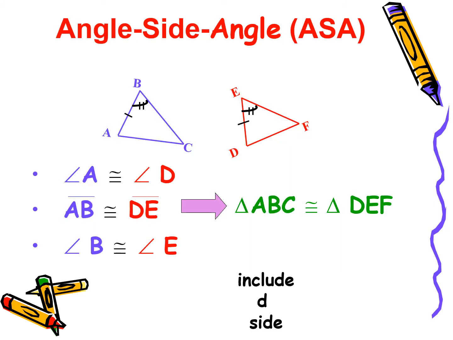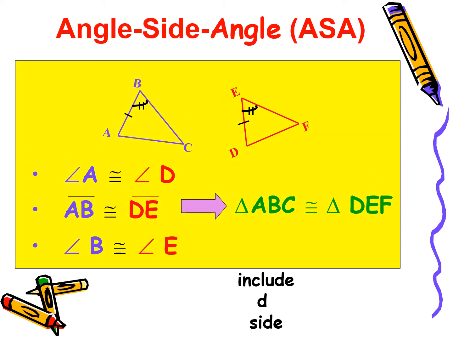The next condition is angle, side, angle. When two angles and the included side of a triangle are equal to the corresponding two angles and included side of another triangle, then we say that the triangles are congruent. Like in this given figure, triangles ABC and DEF, if angle A is congruent to angle D, side AB is congruent to side DE, and angle B is congruent to angle E, then we say that triangle ABC is congruent to triangle DEF.